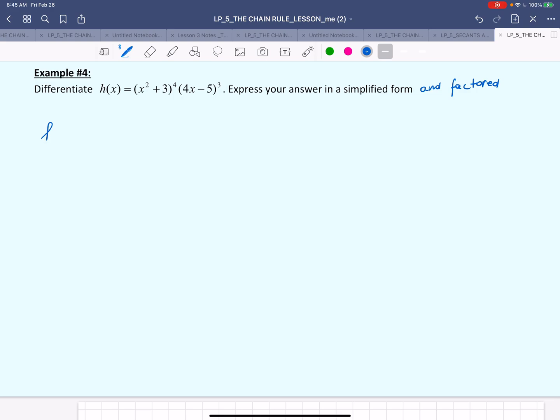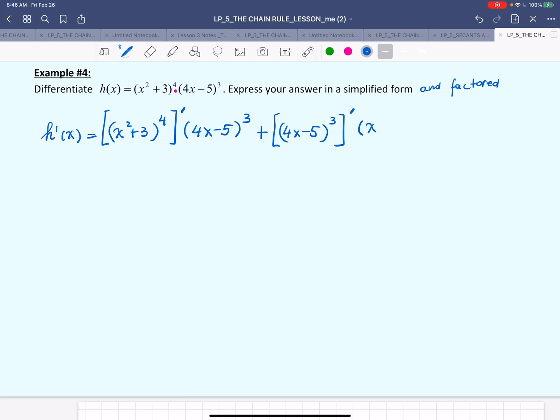So we'll say that the derivative h prime of x equals, remember that we have the product rule, which means that we have to start off with the derivative of (x squared plus 3) to the power 4, multiplied by (4x minus 5) to the power of 3, plus the derivative of the second factor, (4x minus 5) to the power of 3, times (x squared plus 3) to the power 4.